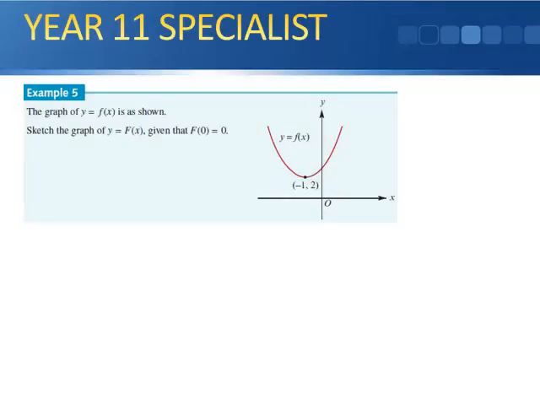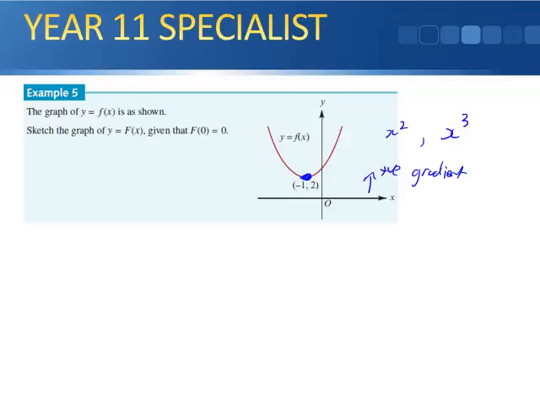Here's another one that says the graph of y equals f of x is as shown. So this is a parabola. Sketch the graph of y equals capital F of x, given that F of 0 equals 0. Now because this is a parabola and this is the derivative, the antiderivative must have been an x cubed, so a cubic. We know that this is all positive because it's above the x-axis, so positive gradient. And we know that it's 0 there at that gradient.